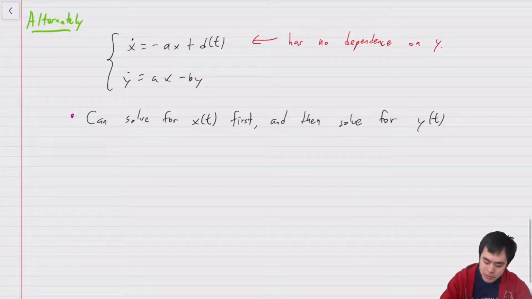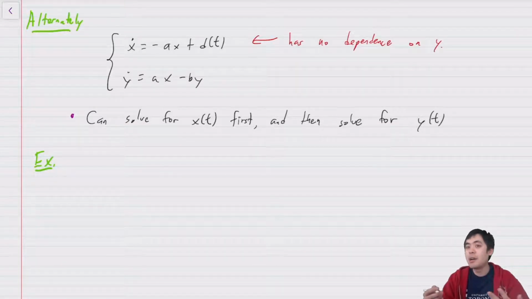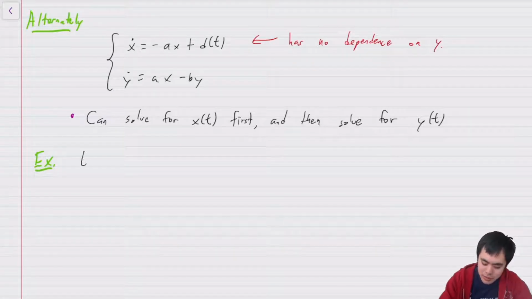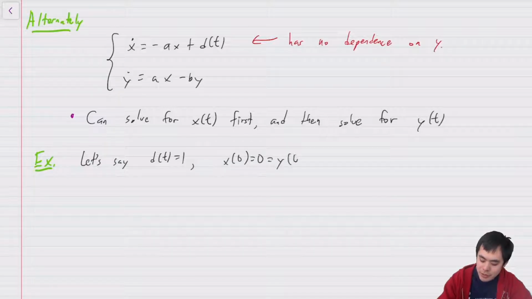So let's go ahead and give an example where we actually give some constant. We solved it in general using the matrix exponential a little bit ago. Often you will have some parameters, and so you can solve them piece by piece. So let's say that d of t is equal to 1. So we have some constant influx of drug. x of 0 is equal to 0, and y of 0 is equal to 0. So you start out with no drug in your system, and you're constantly inputting it.